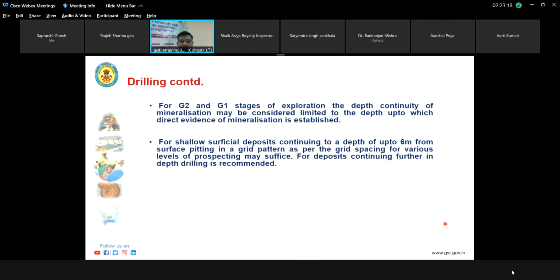For G2 and G1 stage of exploration, the depth extent of the mineralization may be considered limited to the depth up to which direct evidence of mineralization is established. Definitely, anybody is going to G1 stage, and in G1 stage it is done by the miner only. But in G2 stage, we'll go for the auction. In G1 stage, there are different levels. If it is underground mining or open cast mining, then they put some drill holes to ascertain the depth continuity of the mineralization zone, as the surface continuity is already known from the previous reports.